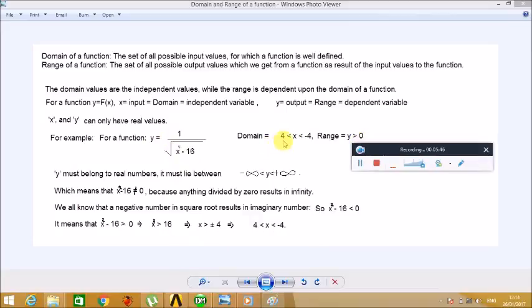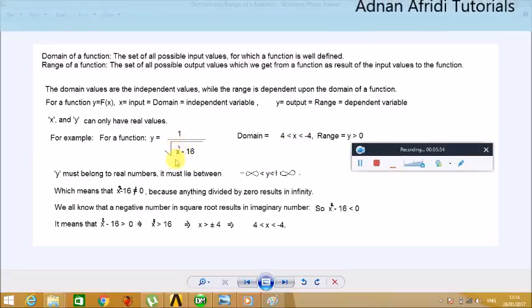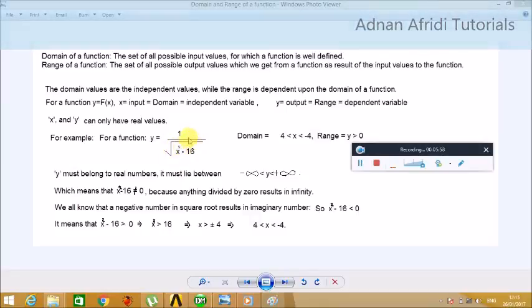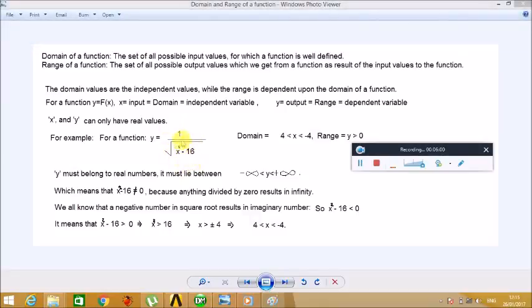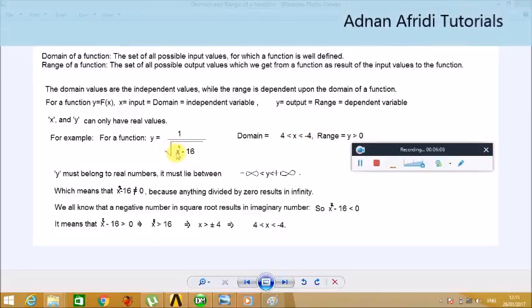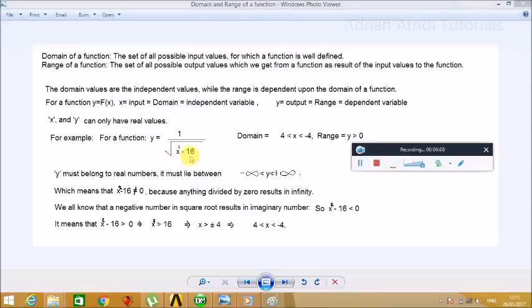Checking the domain, if we put 4 here, this term will become 4², which is equal to 16. So 16 − 16 will result in 0 and hence it will become infinity. Now if you put −4 over here, again it will result in 16, and 16 − 16 again will become 0. Now if we put any value smaller than 4, then the square of any number smaller than 4 will result in a number which will be less than 16.